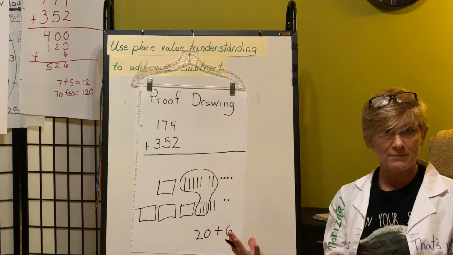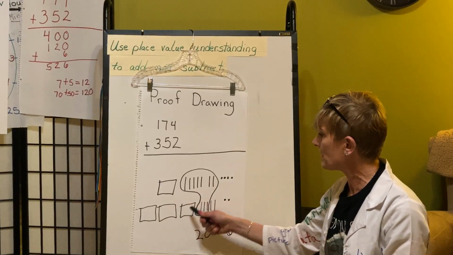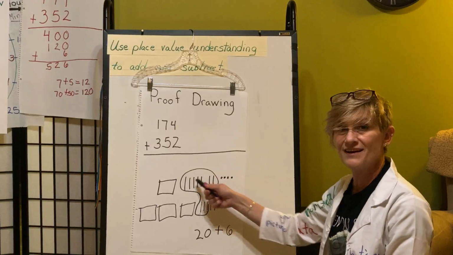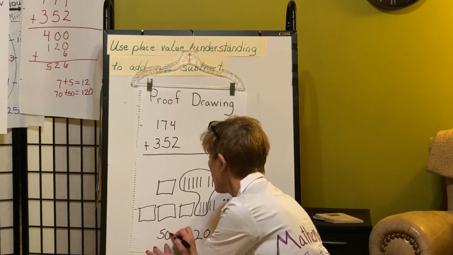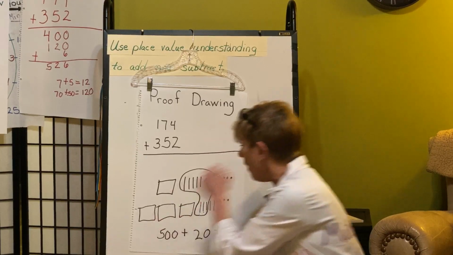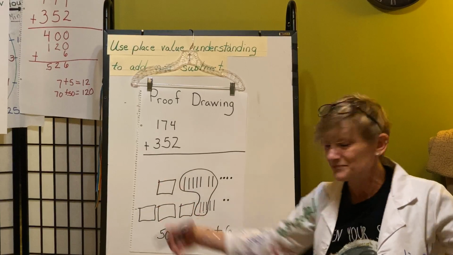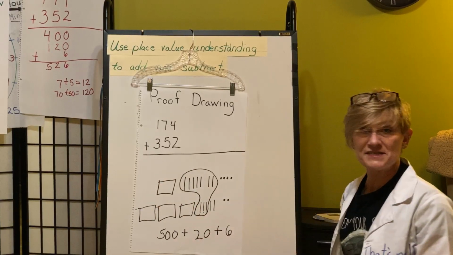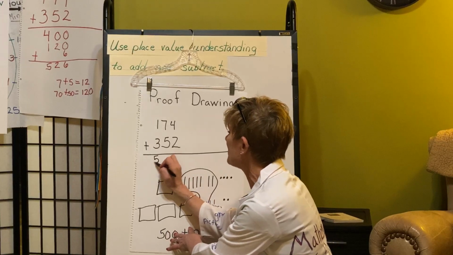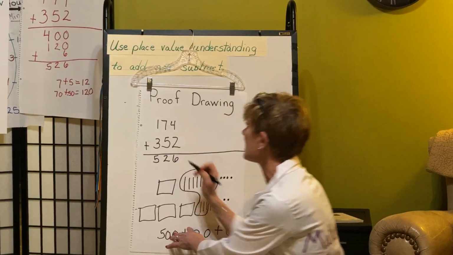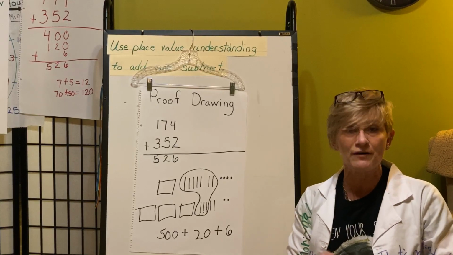And now I can count up my 100s. 100, 200, 300, 400. This is a 100. 500. Friends, I'm also showing you my expanded notation. Place value understanding. Again, my answer is 526.